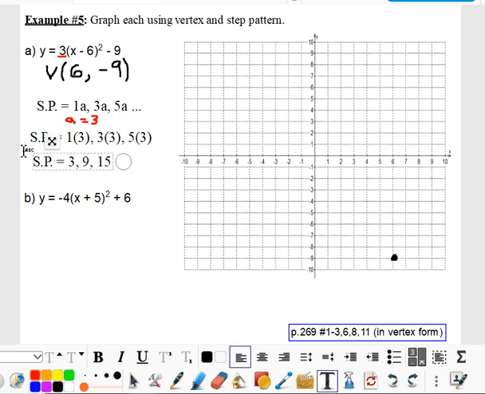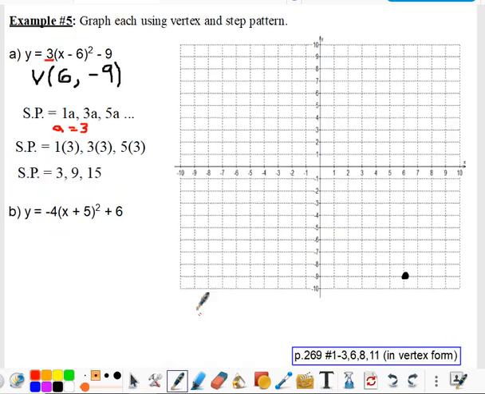Right? So from this vertex over here, we're going to go over 1, up 3. 1, 2, 3. Put a point. From this point, over another one, up 9. 1, 2, 3, 4, 5, 6, 7, 8, 9. And then from this point, we would go over 1 and up 15, but our graph doesn't allow for that.